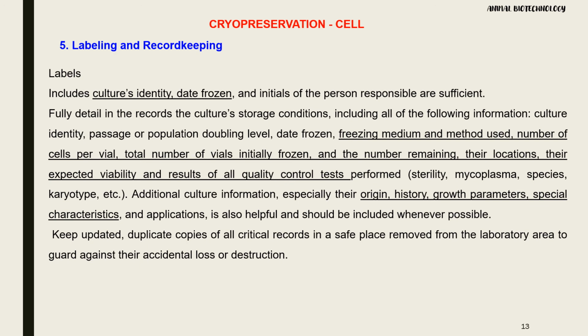Next, labeling and record keeping. All the vials are labeled and the records are kept. The records include the source of the culture, the identity, the date of freezing, the cryoprotectants used, the passage number, the split number, population doubling levels, quality control tests done, etc. Details of this have already been discussed in the earlier session.